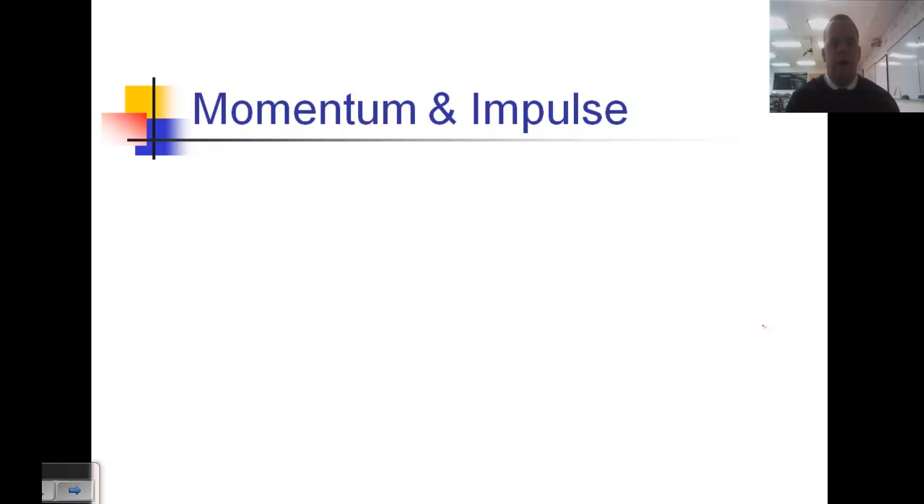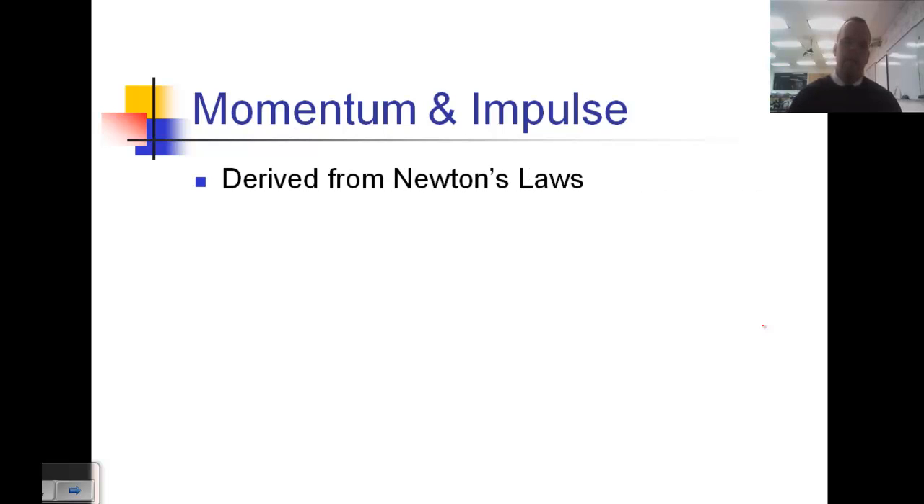In this first part of the momentum chapter, we want to look at the concepts of momentum and impulse and do some basic problems with the impulse-momentum theorem. Momentum and impulse, the impulse-momentum theorem, actually comes out of Newton's laws.